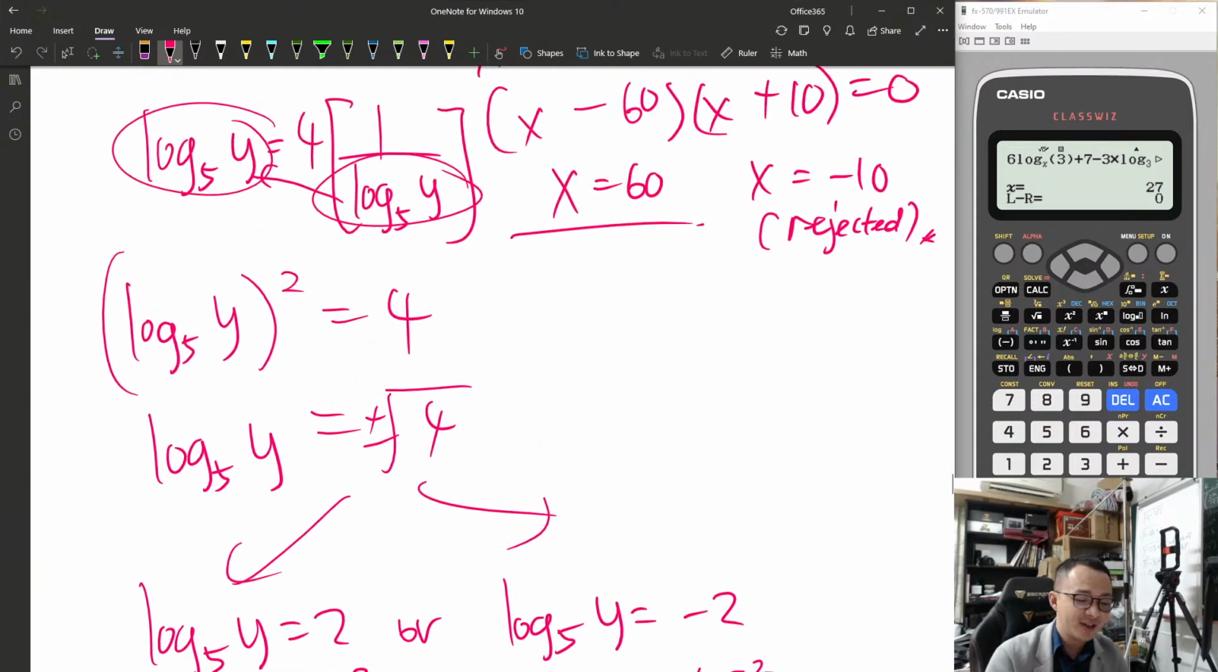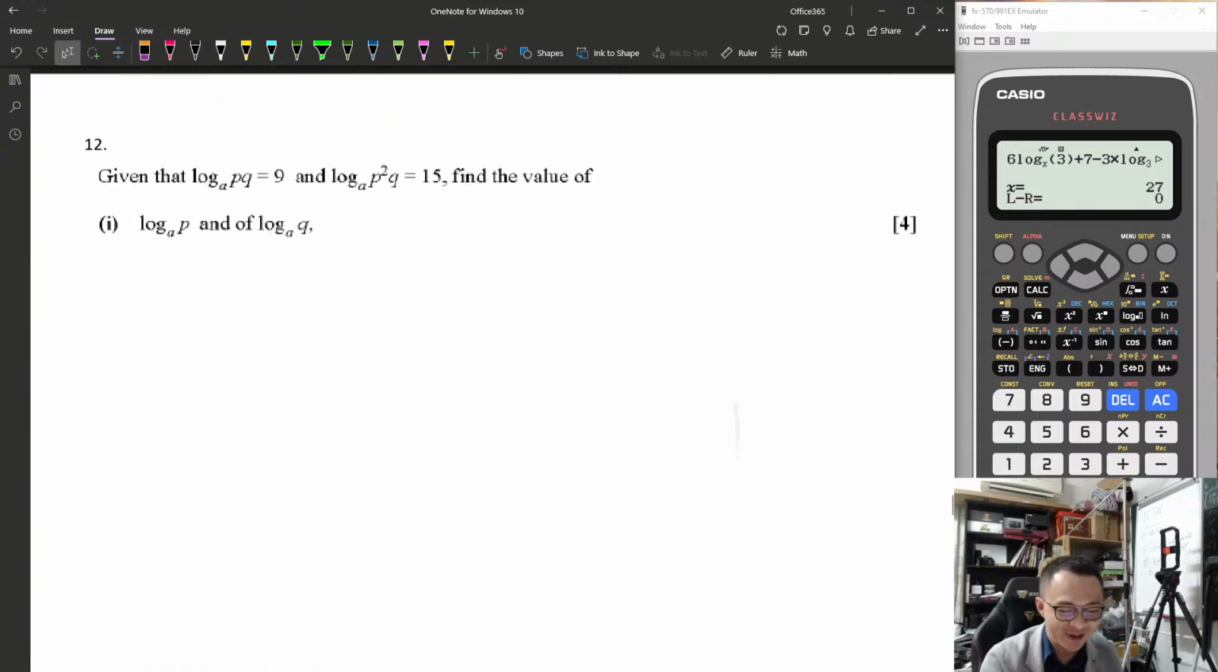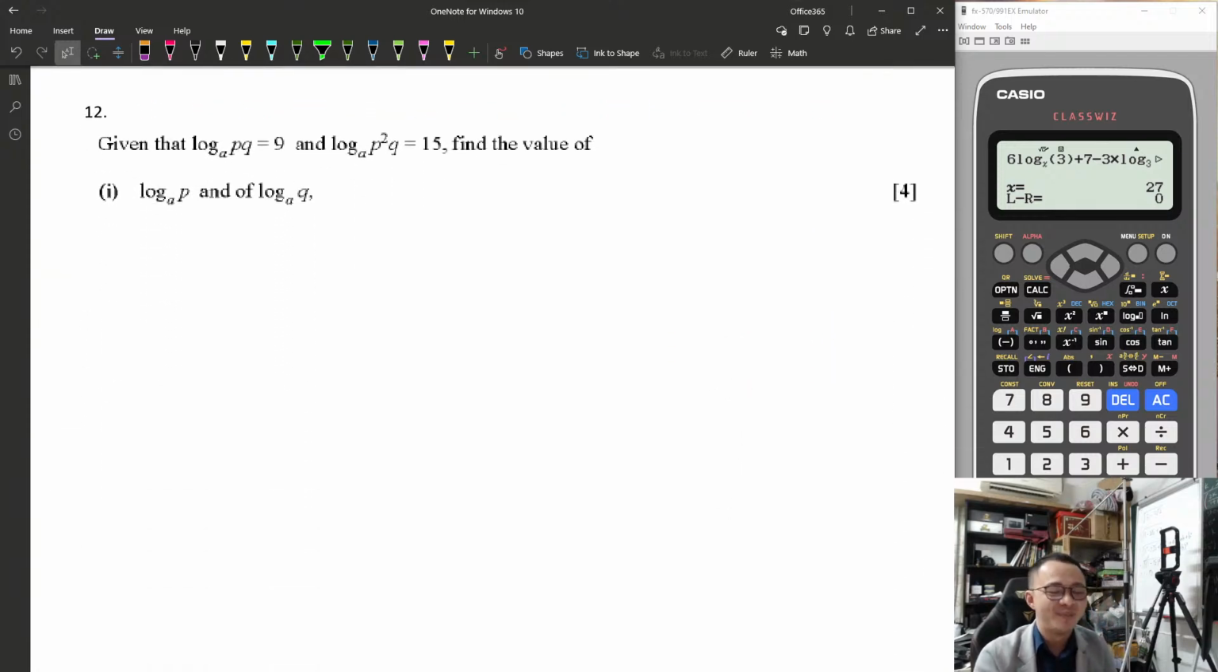Easy question. Yeah, unless you're not so familiar with the log rules, then you might be stuck for a while. Or else, changing base, you have two types. One is 1 over the whole thing, another you can change to any base x you want. Okay, so let's do one more question before I end the live today.